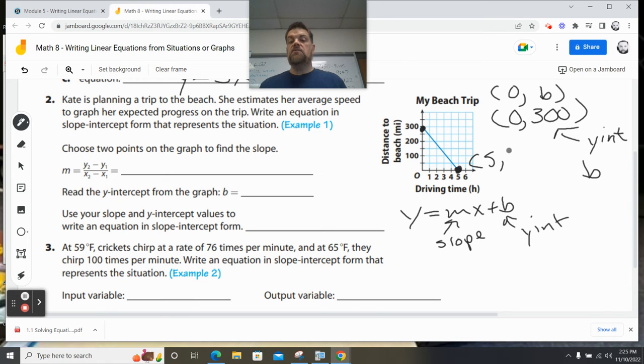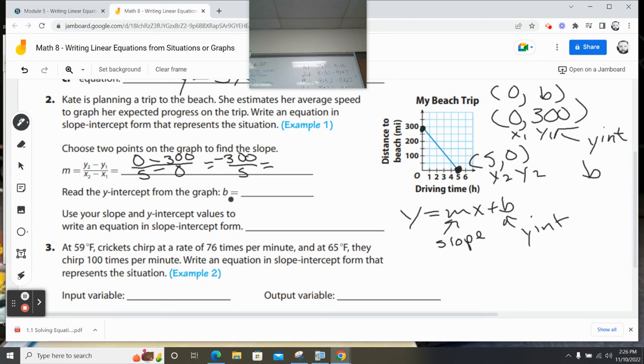5, 0, right? So let's label this x sub 1, y sub 1. Let's label this x sub 2, y sub 2. And so y sub 2 is 0 minus y sub 1, which is 300, all over x sub 2, which is 5, minus x sub 1, which is 0. So I've got negative 300 over 5. What's that reduced down to? Negative 60, right? So my slope is negative 60.